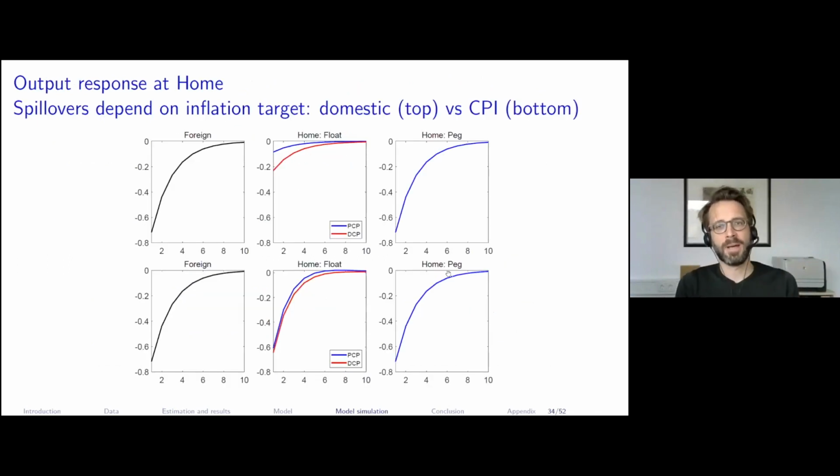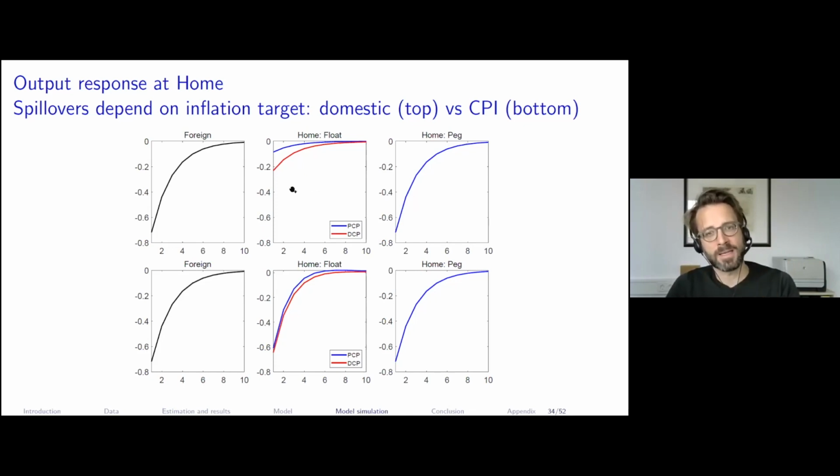So this depends on what you target in terms of inflation targeting. In the upper panel, you see the output response assuming domestic inflation target. In the bottom panel, you see the output response assuming CPI target. Makes a big difference. In which sense? Look at the left column. The left column gives you the output response in the euro area. It collapses by 0.7% with the monetary contraction in the euro area. How does it spill over? Well, if you operate a peg, the spillover is 1-for-1. If you operate a float, it depends.